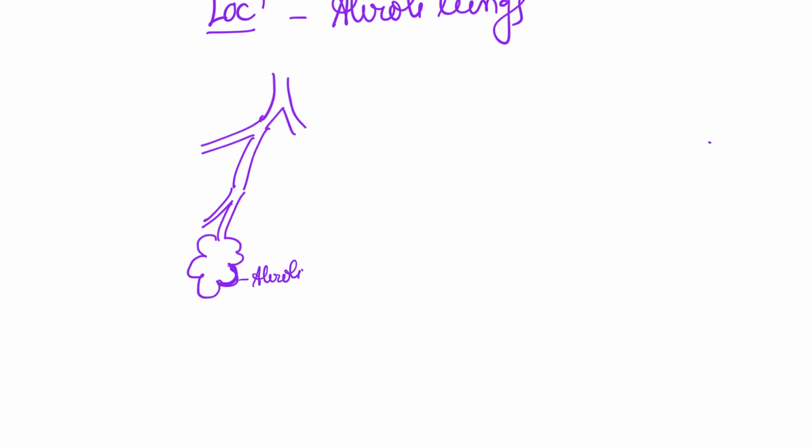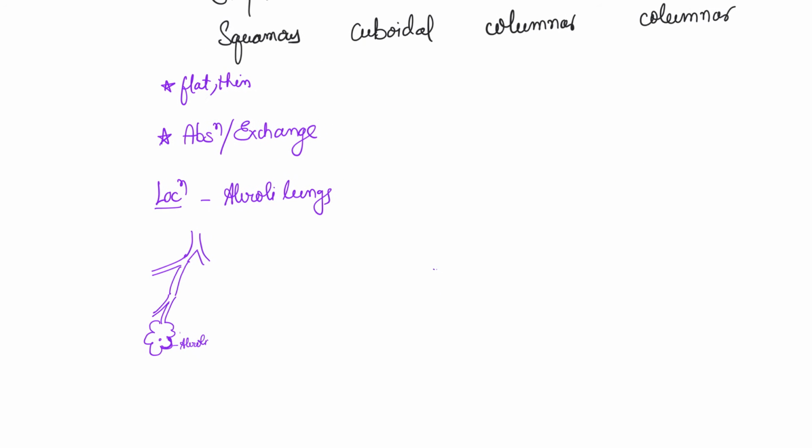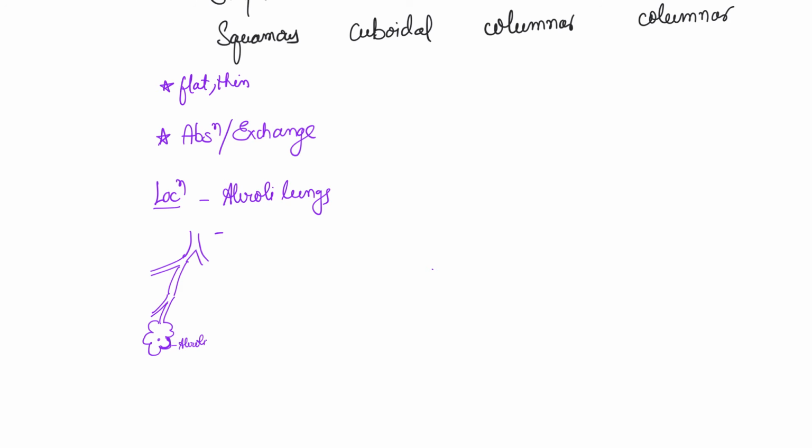So air reaches here and it has to cross the alveoli into the blood vessels, right? So the alveoli in the lungs have simple squamous. What else? The blood vessels. Not just the finest blood vessels, but even the other blood vessels, the innermost lining will be your simple squamous. That also allows exchange.